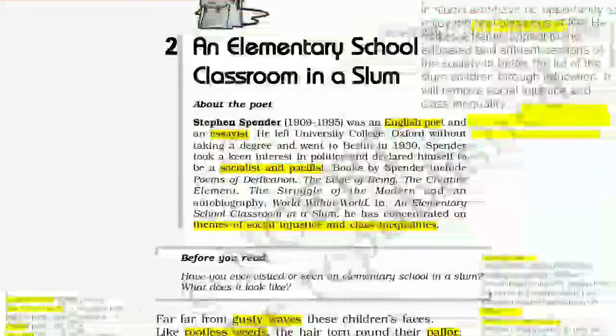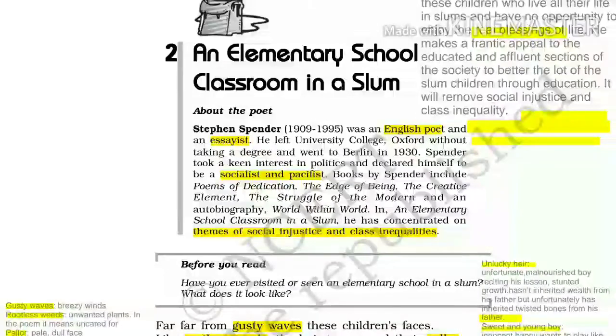Talking about Stephen Spender, he was an English poet and an essayist. He left University College, Oxford, without taking a degree and went to Berlin in 1930. Spender took a keen interest in politics and declared himself to be a socialist and pacifist. Books by Spender include Poems of Dedication, The Edge of Being, The Creative Element, The Struggle of the Modern, and an autobiography, World Within World. In An Elementary School Classroom in a Slum, he has concentrated on the themes of social injustice and class inequalities.